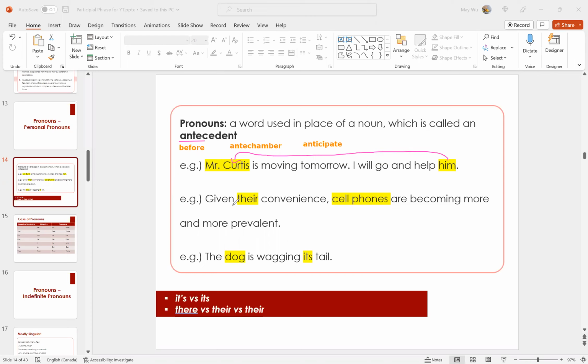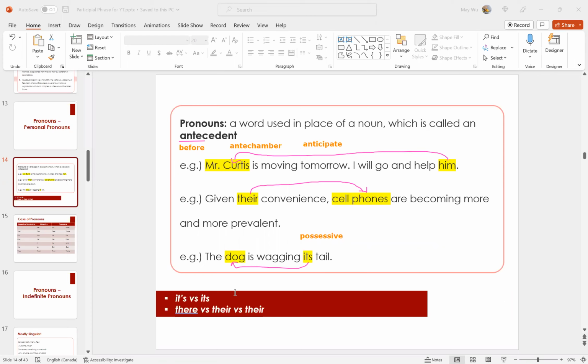And number 2, given their convenience, cell phones are becoming more and more prevalent. So in this case, the order is actually reversed. So we want to keep in mind that even though it is called the antecedent, sometimes it comes after the actual pronoun. And number 3, the dog is wagging its tail. So its is referring to the dog's tail. So this is what we call possessive, right? So possessive case simply indicates who this thing belongs to.